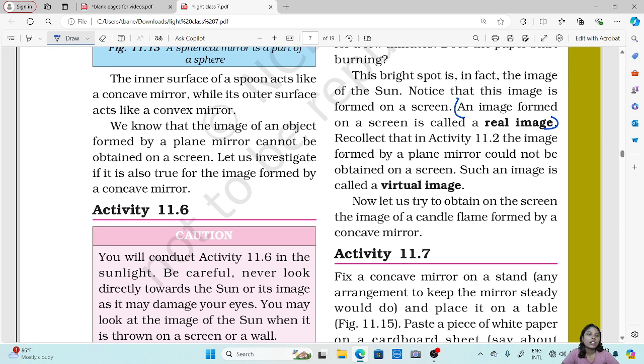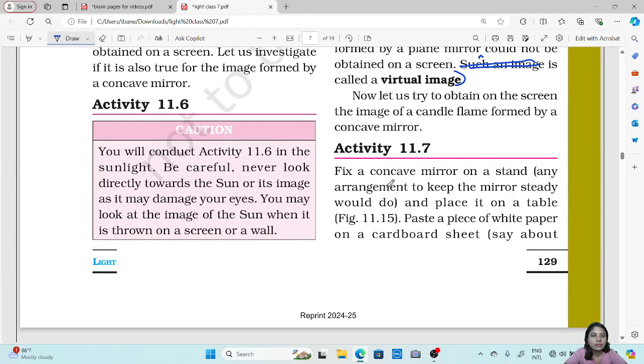So, the image formed by a plane mirror that could not be obtained on a screen is called a virtual image. So any image that we are able to get on a screen is a real image. But any image that we are not able to get onto a screen is called a virtual image.